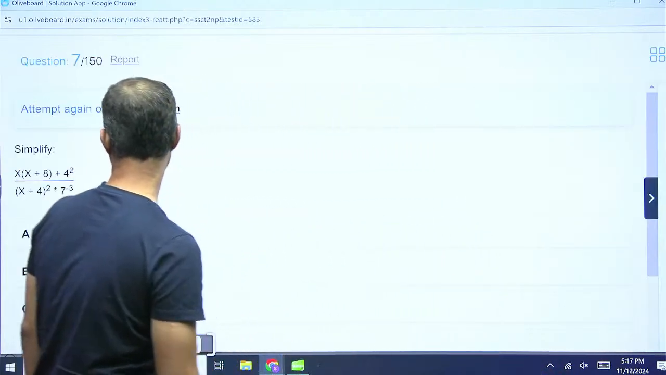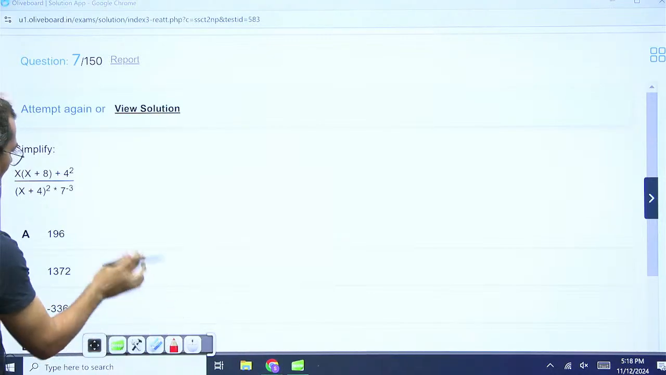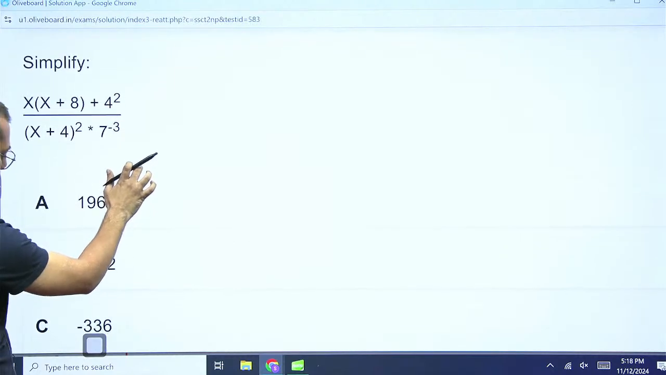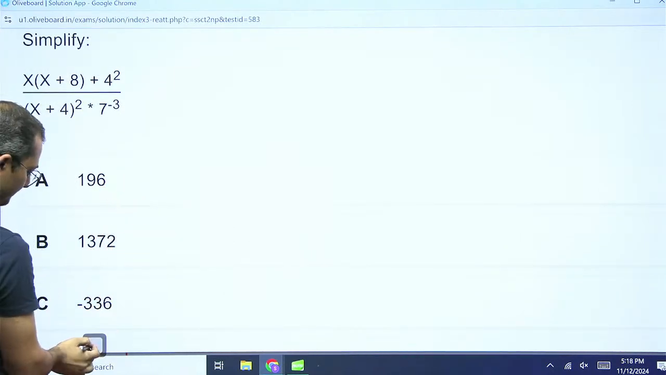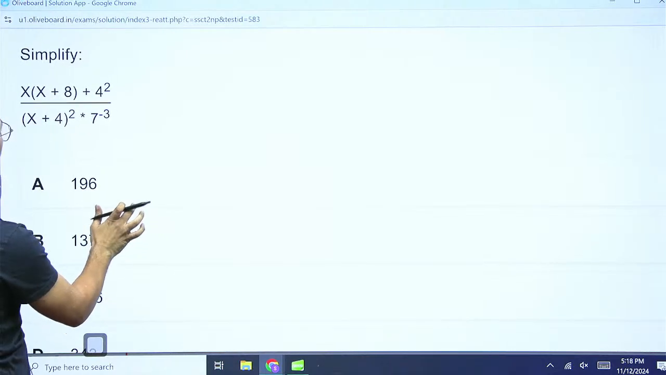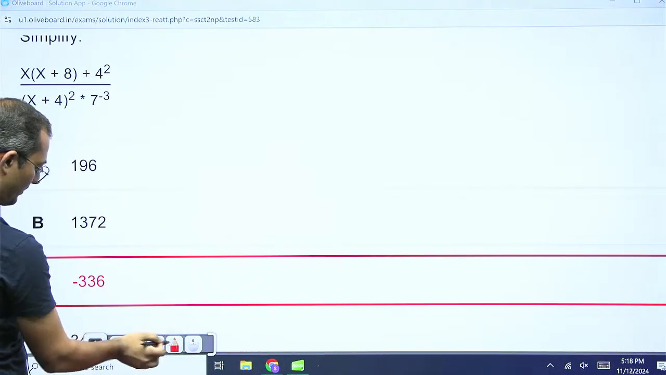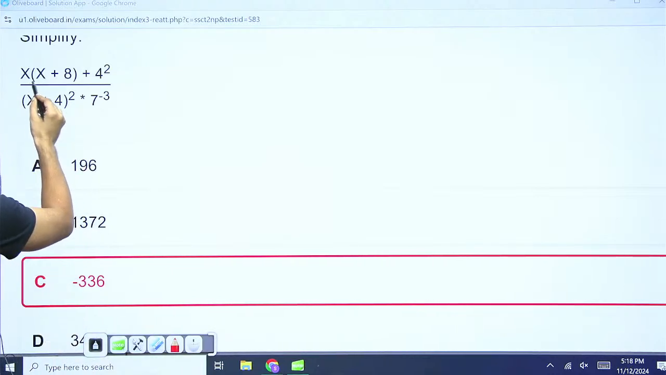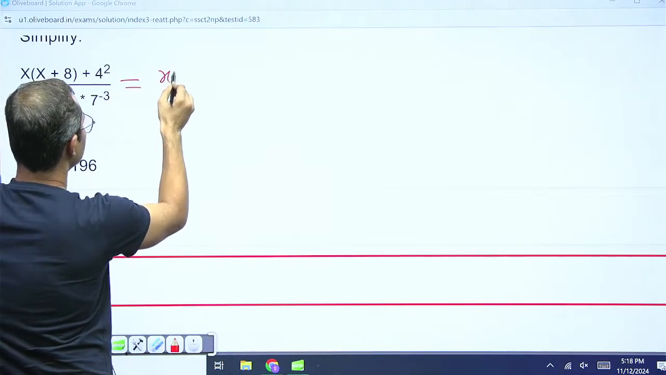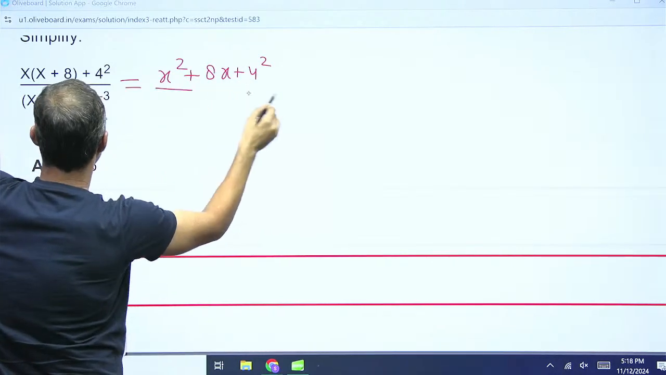Tell me what is the answer of this question. This question belongs to algebra. Again, very easy question, right? I am making it large for your proper visibility. See, now this is visible. The question is saying x bracket x minus 8, right? So this will become x square plus 8x plus 4 square.